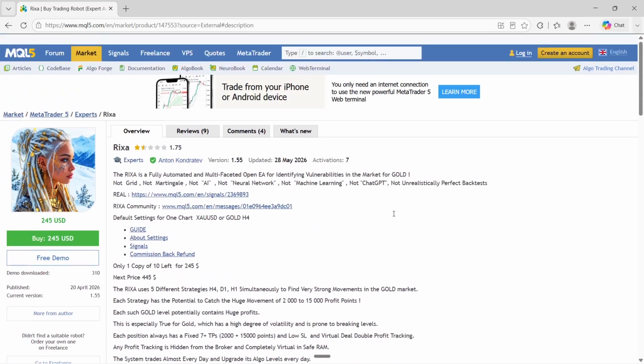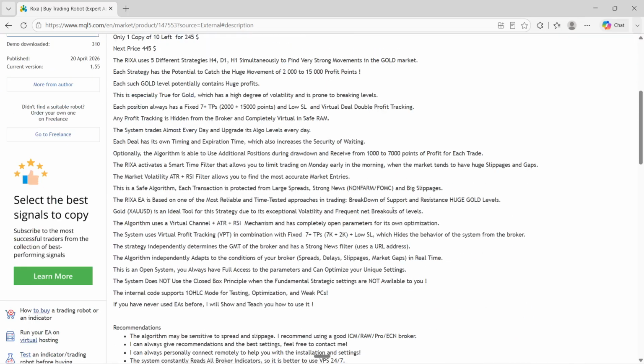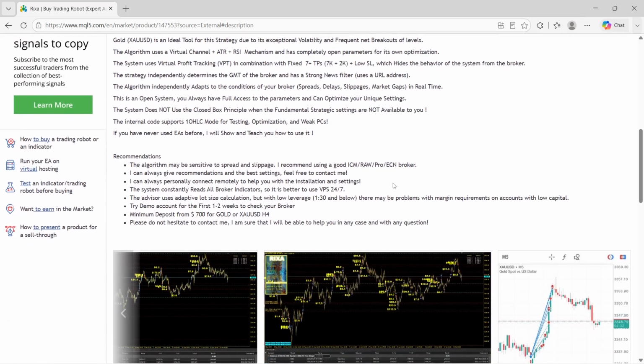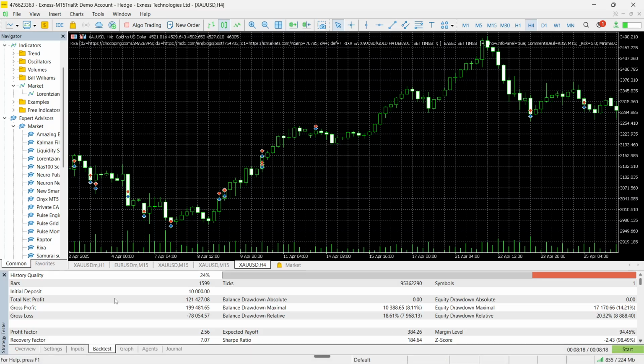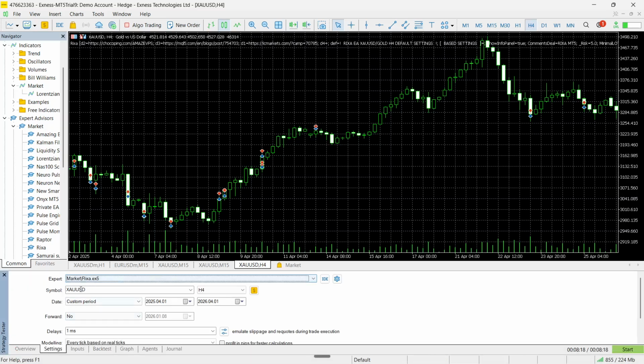I had the opportunity to carry out my own personal backtests, so I could actually confirm how well the EA does what the developer claims it does. So let's quickly go over to MT5 so I can share my backtest with you. As you can see, I have it installed. I used the recommended pair, the XAUUSD, on the recommended time frame as well, the 4-hour time frame, for a custom period of 1 year, ranging from the 1st of April 2025 to the 1st of April 2026.